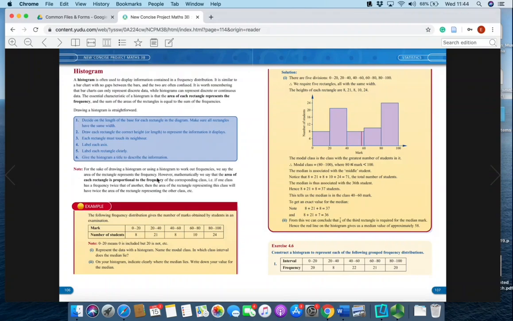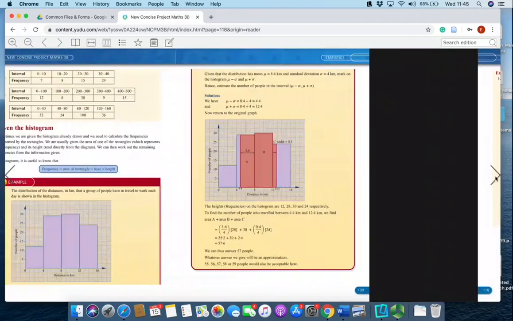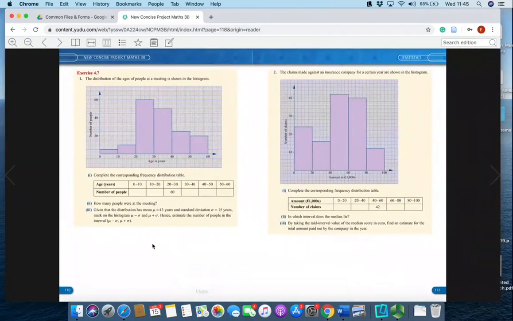Note, for the sake of drawing a histogram or using a histogram to work out frequencies, we say that the area of the rectangle represents the frequency. However, mathematically, we say that the area of each rectangle is proportional to the frequency of the corresponding class. That's not overly important. So read those 6 points there and draw your histogram. So now I'm going to do one for you. We'll come back to giving the histogram in a minute, but let's draw one first.